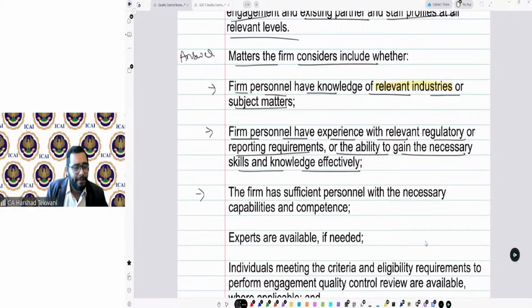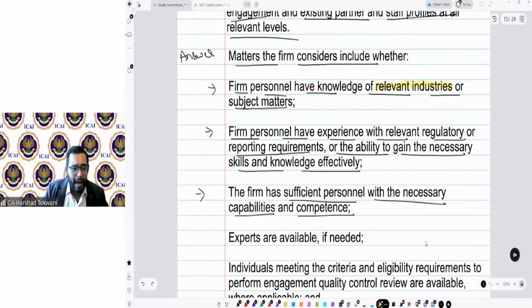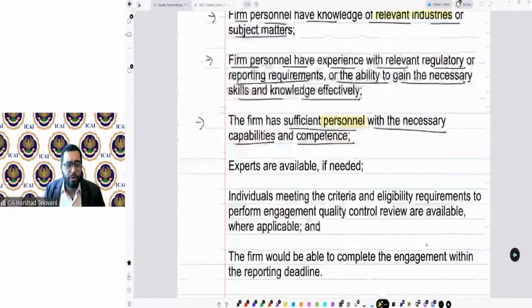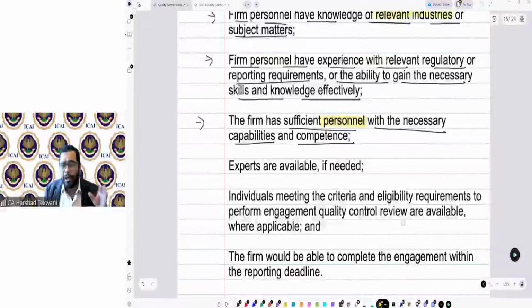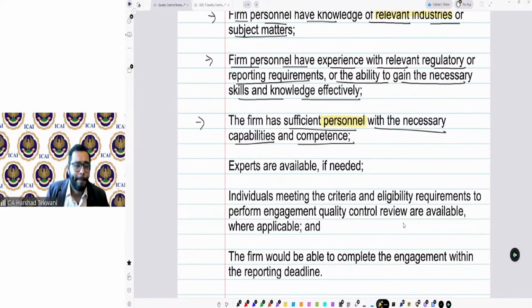Third, whether the firm has sufficient personnel with the necessary capabilities and competency. Now, a very good thing is personnel. Having skills and knowledge of the relevant industry is good, but after all, I need personnel with normal knowledge also. Everyone is not an expert, but within the team I need a good amount of personnel to discharge my engagement.